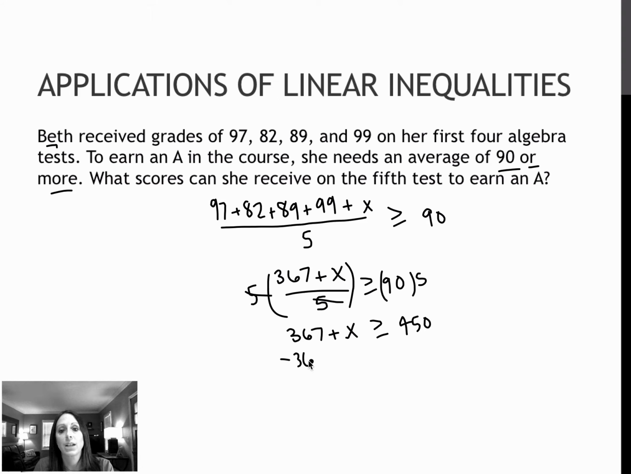And then I'm going to subtract 367 from each side, and I get x is greater than or equal to 83. So my sentence would say, Beth could receive an 83 or better on her 5th test and still get her 90%. So remember, all of the scores could be greater than 83, or they could be exactly 83.